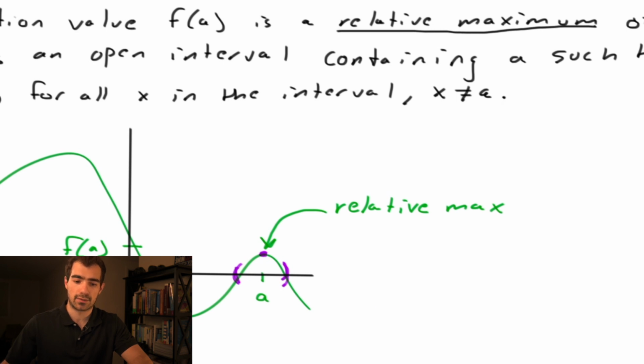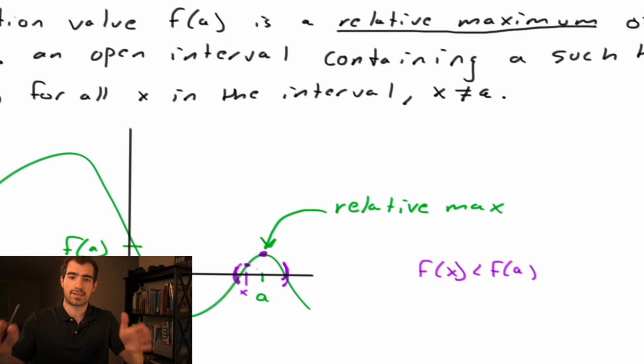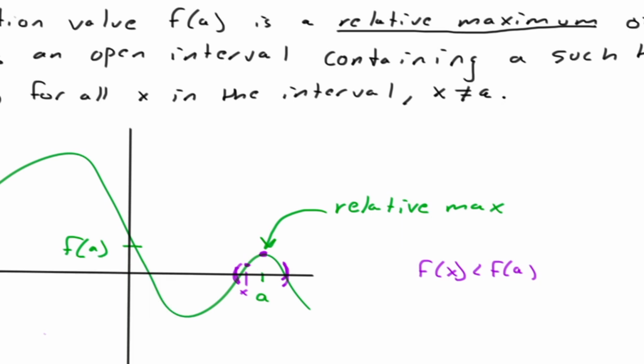All of its neighbors of this point are smaller than it. So any value here, x, that's in this little open interval, f of x is less than f of a. And so that's what we're saying here, that this value f of a, this value up here, is bigger than all of the stuff that's around it within some open interval, so in some small little neighborhood. In other words, if it's bigger than all of its neighbors, or if it reaches a peak, you're going to find a relative max.